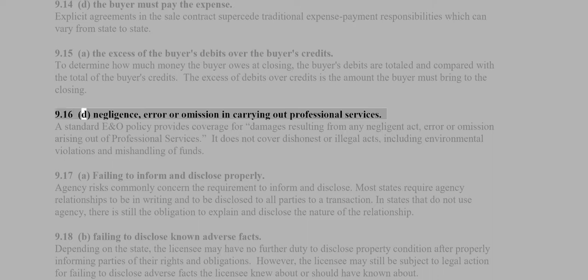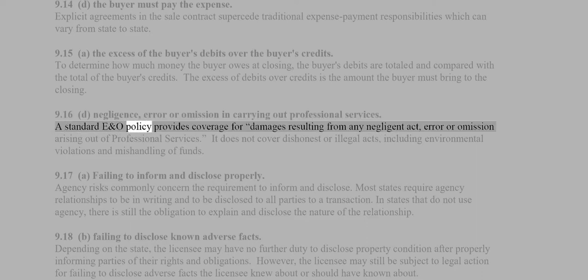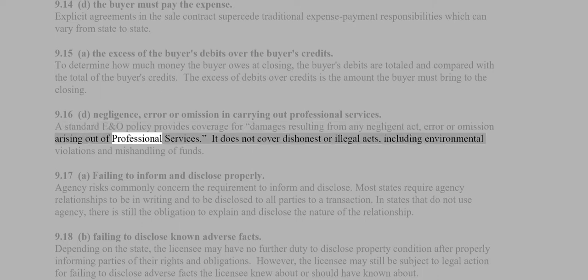9.16, D. Negligence, error, or omission in carrying out professional services. A standard E&O policy provides coverage for damages resulting from any negligent act, error, or omission arising out of professional services. It does not cover dishonest or illegal acts, including environmental violations and mishandling of funds.